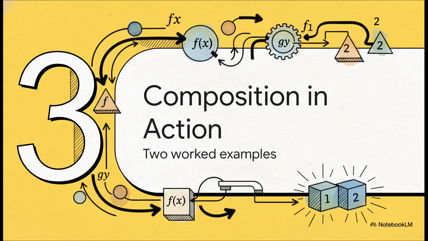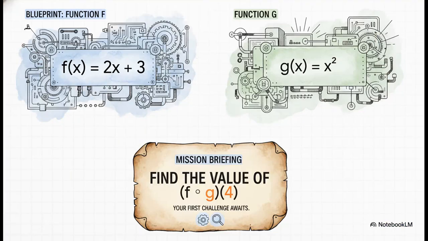All right, enough theory, right? The best way to get this is to actually see it work. So let's walk through two really solid examples. Okay, for our first example, we've got two functions. f of x equals 2x plus 3 and g of x equals x squared. Our job is to find f of g of 4. And notice, this time we have a specific number, 4, to start with.